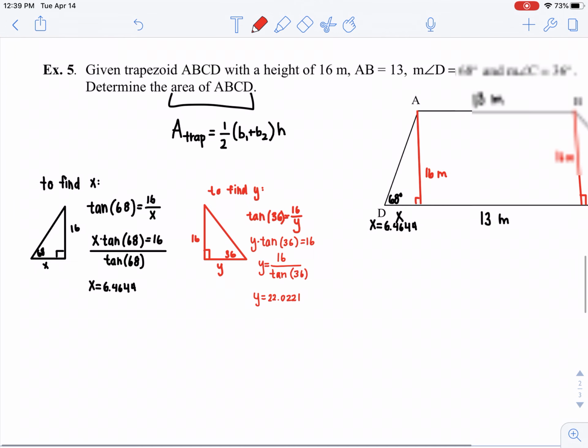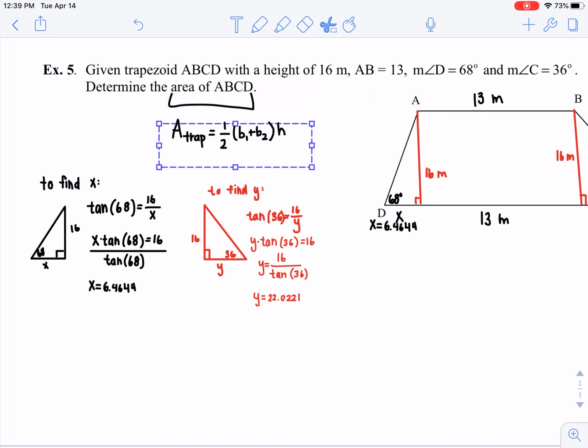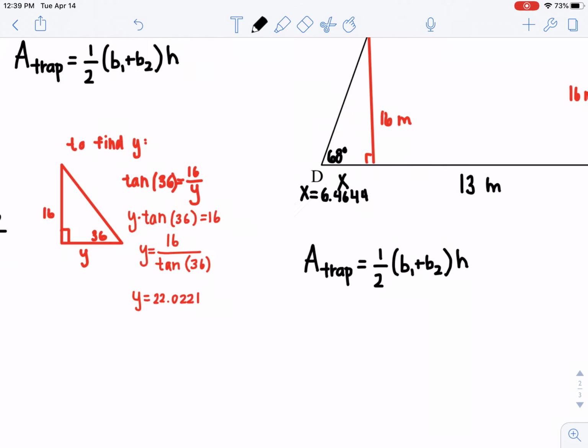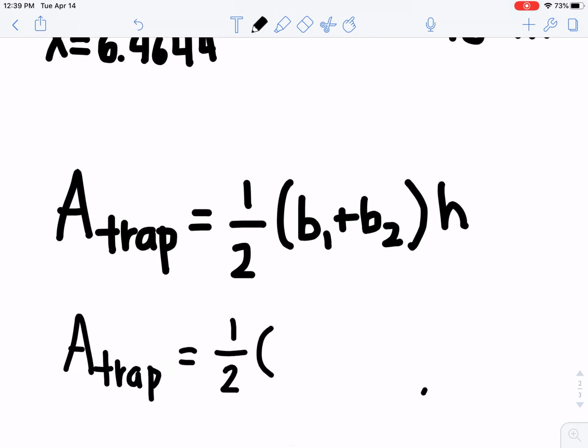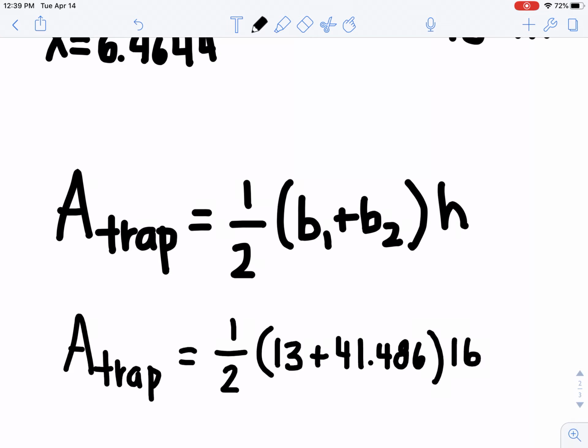Now, I have both missing sides, so I can add that into my equation here. So now let's go ahead and do our math to calculate the area. So our area of this trapezoid is going to be 1/2 of my base of 13 plus my base of, when I calculate and add them all together, I get 41.486 times my height of 16.